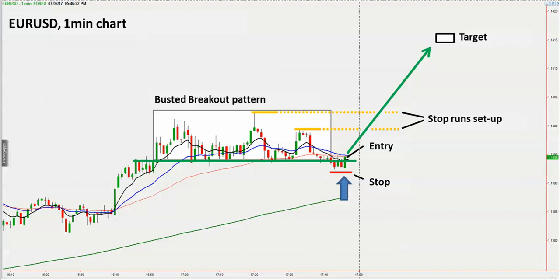Here's another trade of the week. I've been trading a couple of days ago. It is in a very small time frame, so here's the 1 minute chart on the euro-dollar pair.